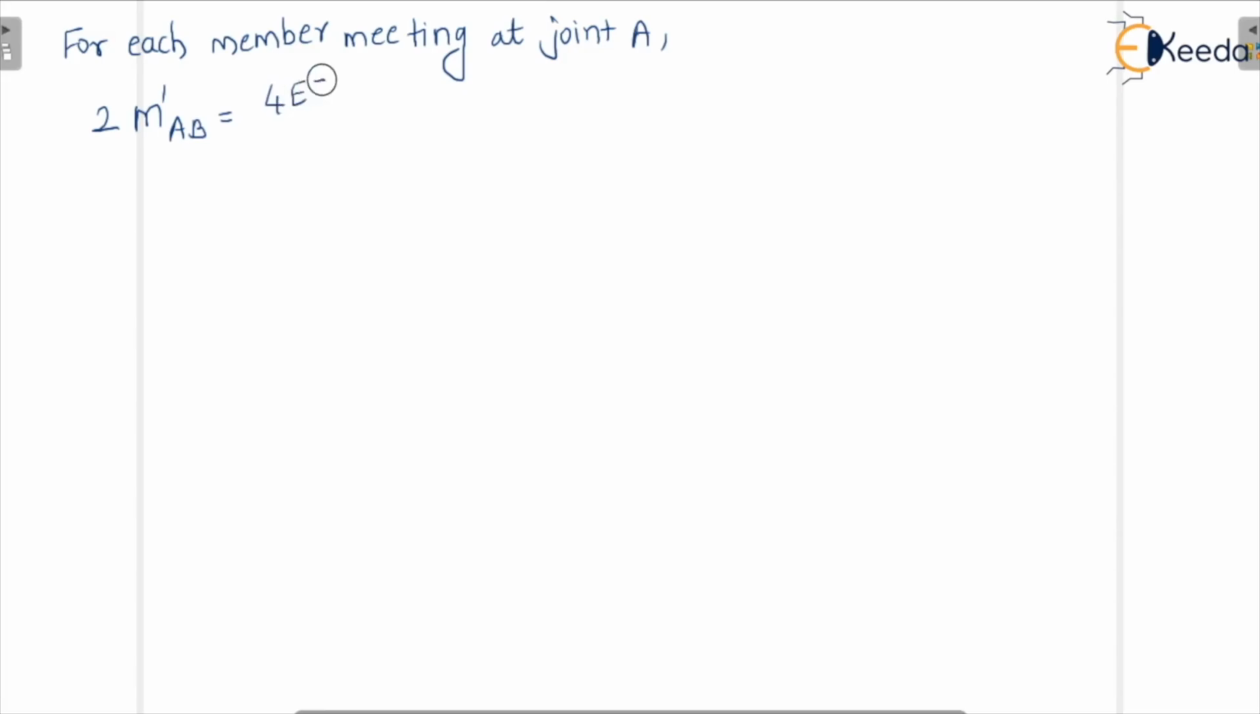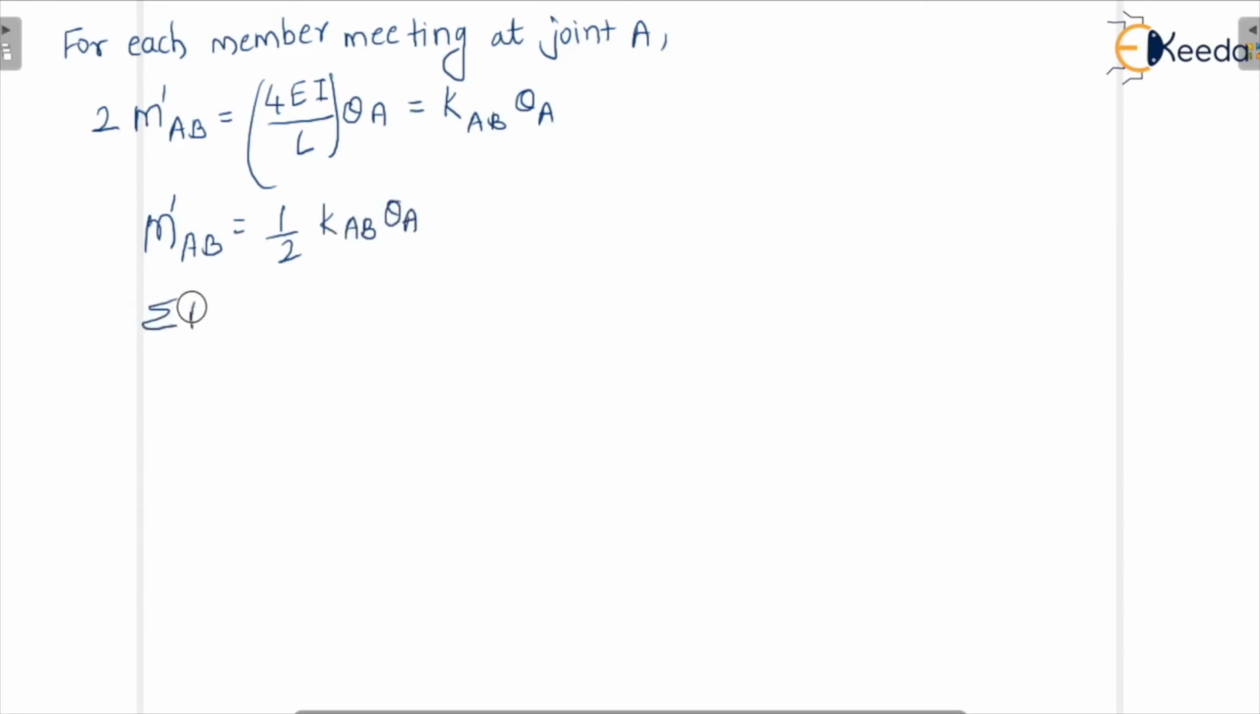So for each member meeting at joint A, we can write that 2 M dash AB is equal to 4 EI by L theta A. So this particular term, 4 EI by L, we can show as KAB theta A, or we can also write that M dash of AB is equal to half of KAB theta A.